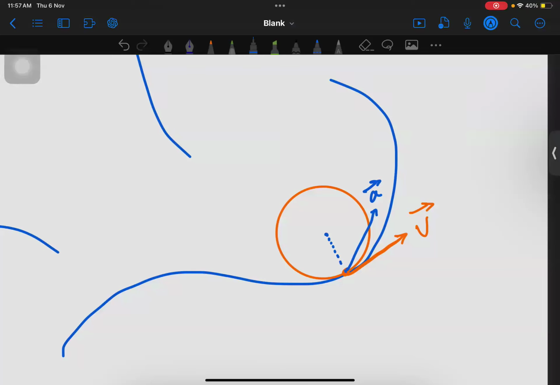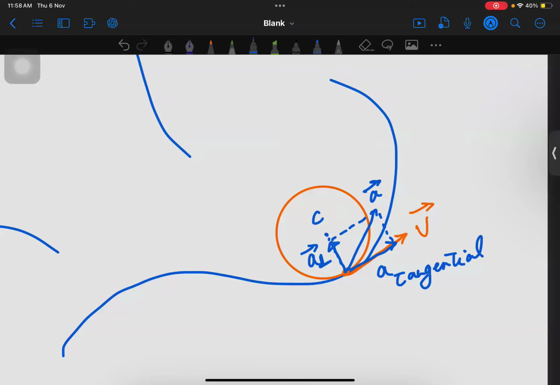So this particular acceleration can be split into two parts. One, which is pointing towards the center of this circular path, which is nothing but the component of acceleration perpendicular to the velocity. And the other is along the velocity, right? Which is A, which is tangential, you can say. Right?